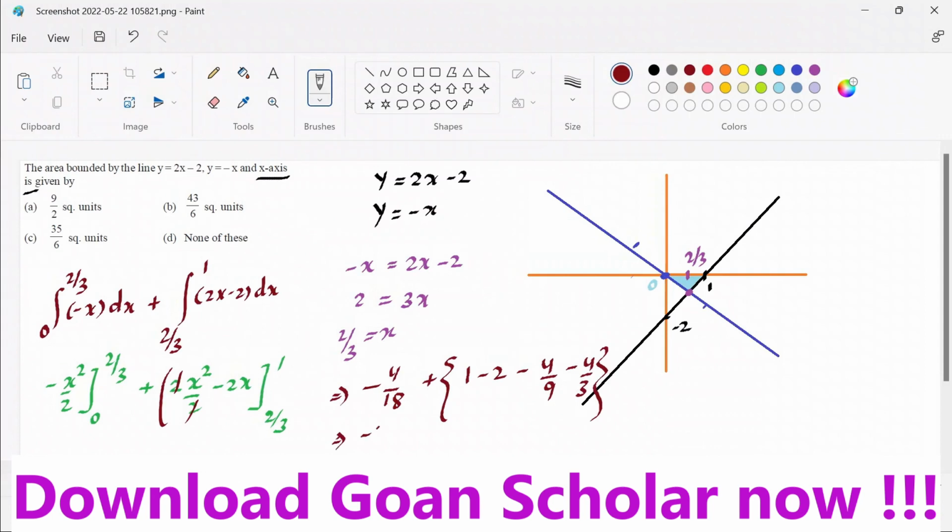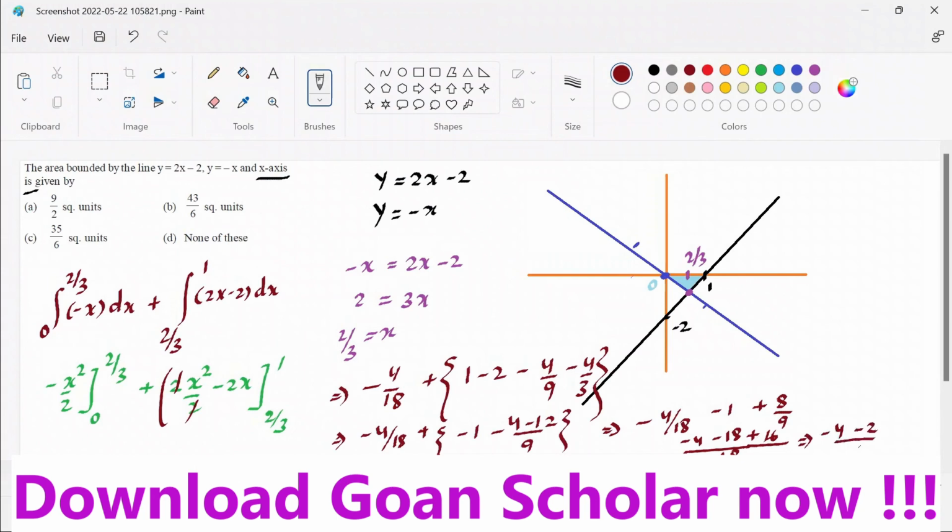So this will be minus 4 by 18 plus minus 1, and that will be minus 9 here, 4 and minus 3, 3s are 12 here. So this will give us minus 4 by 18, minus 1, minus and minus plus 8 by 9. 18 here, minus 4, minus 18, and 2 8s are 16. So that will give us minus 4 minus 2 upon 18, minus 6 by 18, and that's 1 by 3. That's your answer.